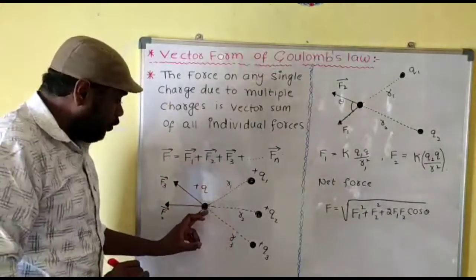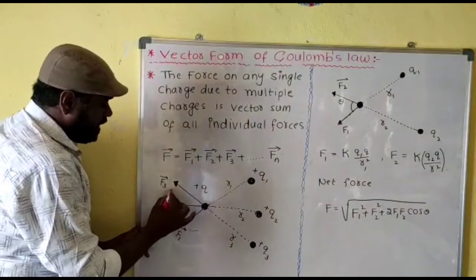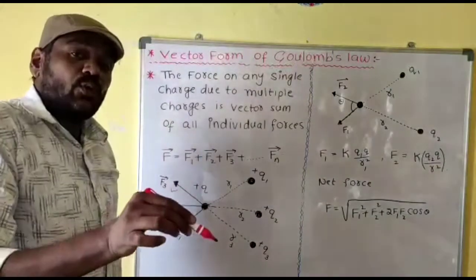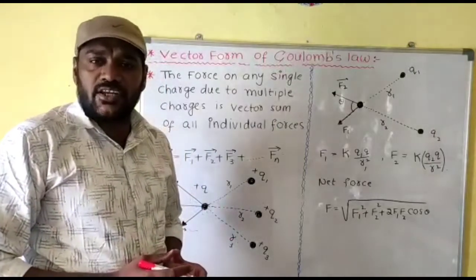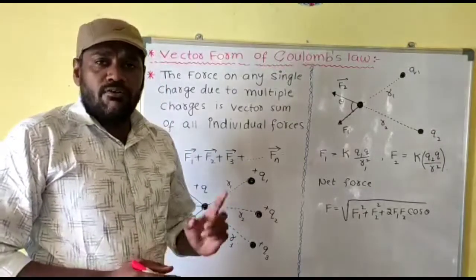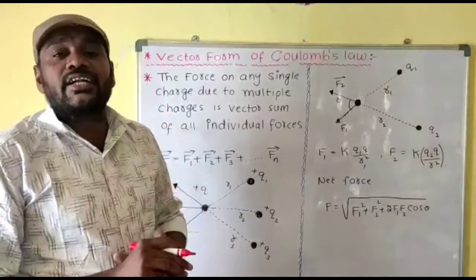How many forces are there? F1 is there, F2 is there, F3 is there. What is the total force? All of you will say, sir, F1 plus F2 plus F3. No, it is wrong. Why? Because the force is a vector quantity, we should take a vector sum.